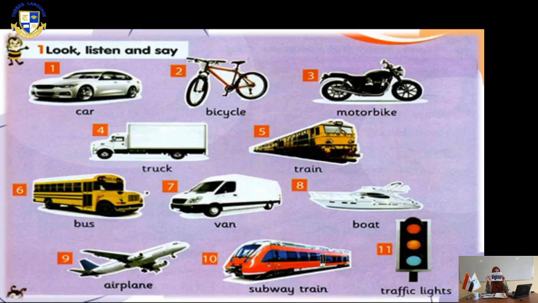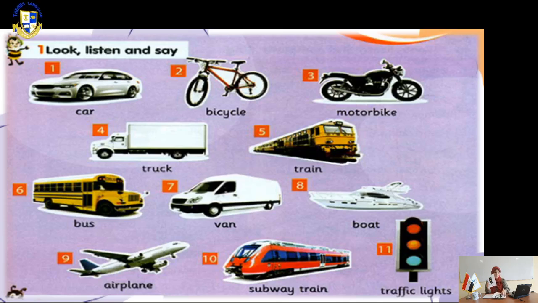This is a van. Number 8, boat. Number 9, airplane. Number 10, subway train. And number 11, traffic lights.